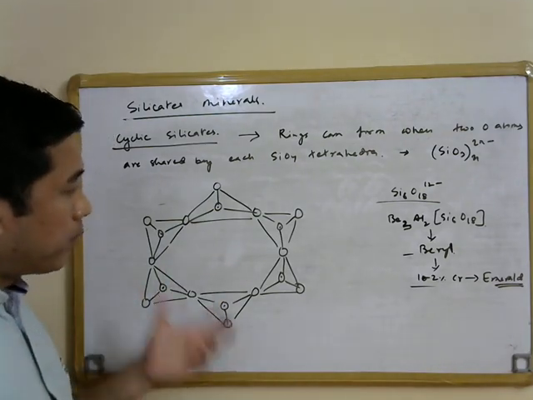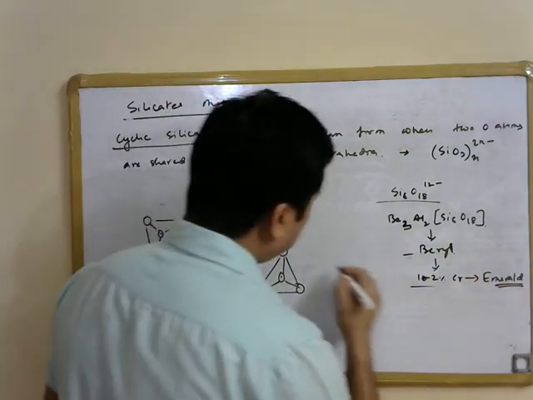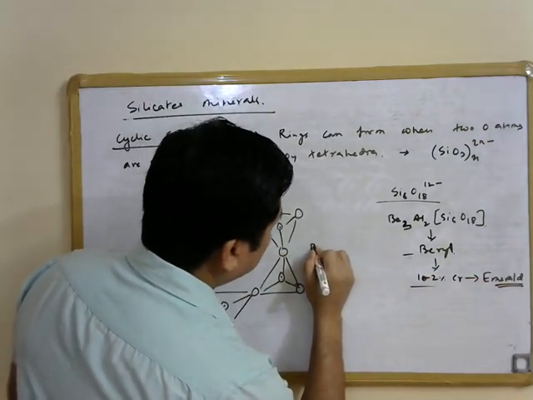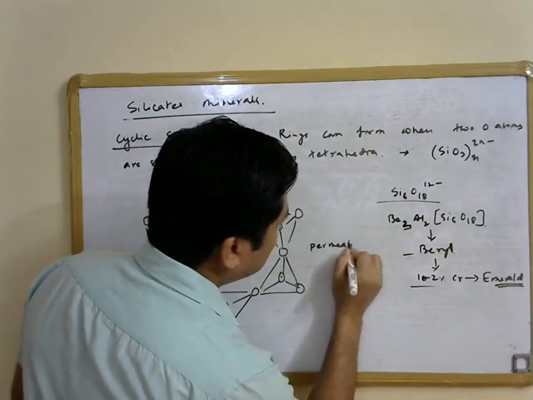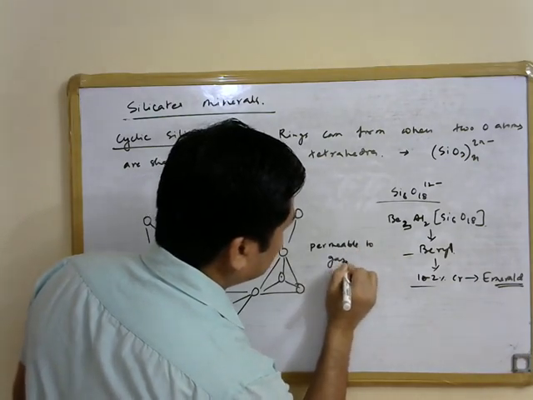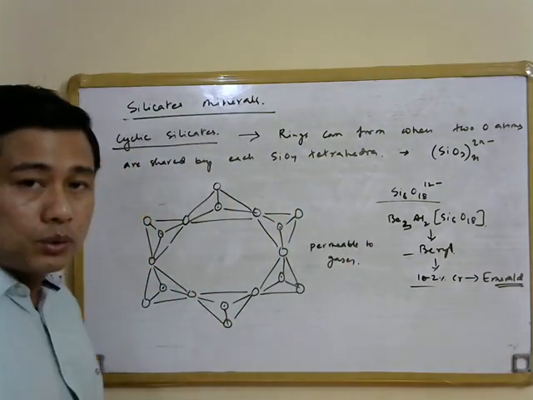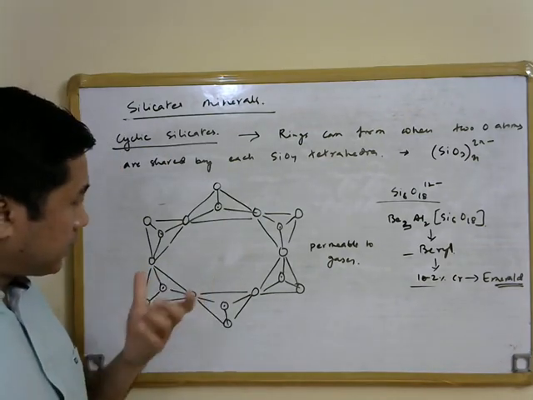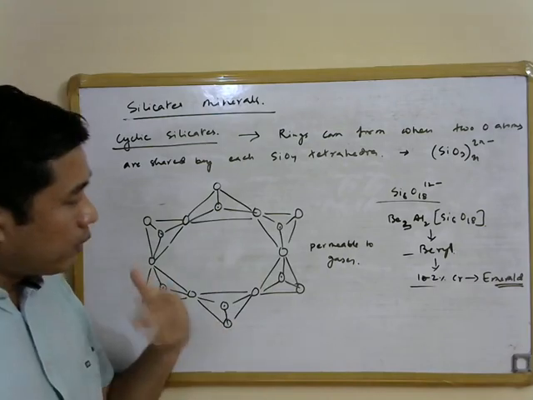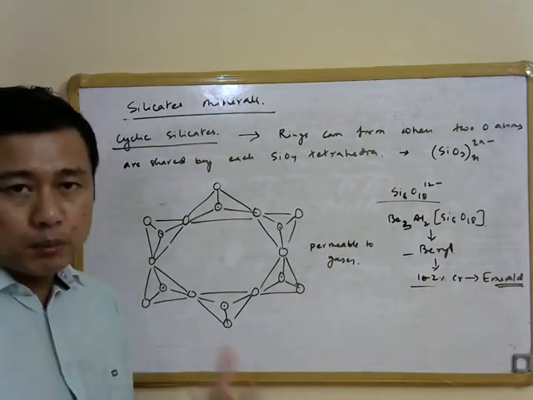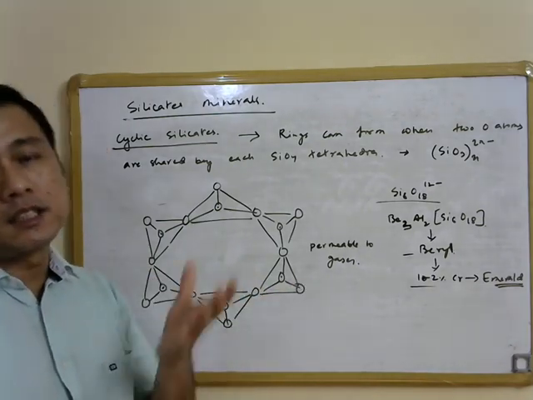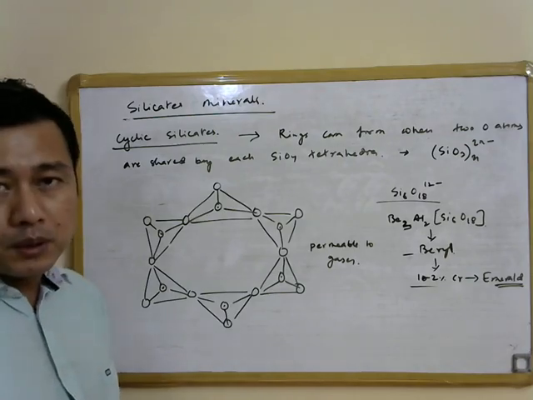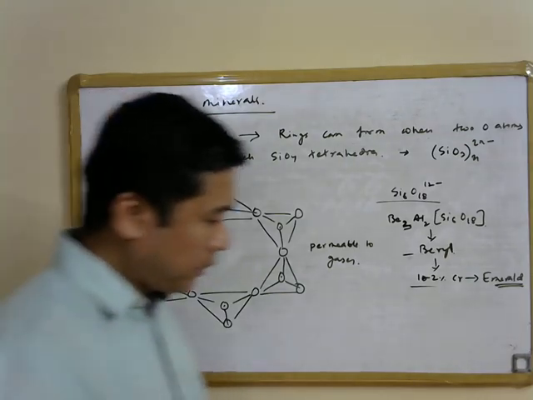channel here, beryl or emerald, both are permeable to gases. So gases can pass through because they can penetrate through this. They can go through this channel, which is hollow, and that is why these minerals are essentially permeable to gases, and gases can pass through these silicate mineral structures essentially.